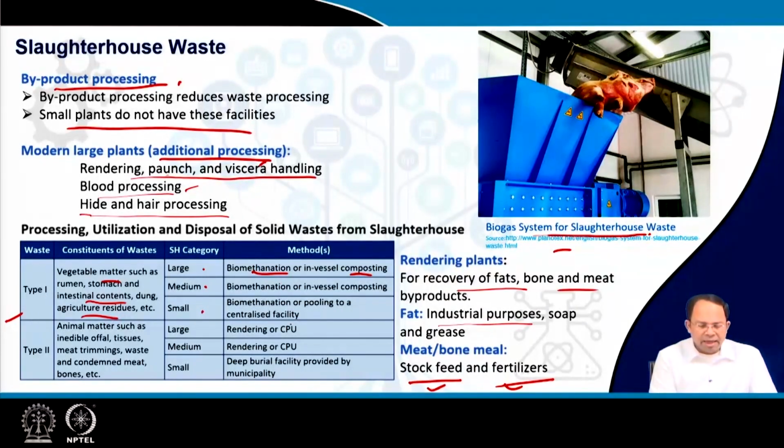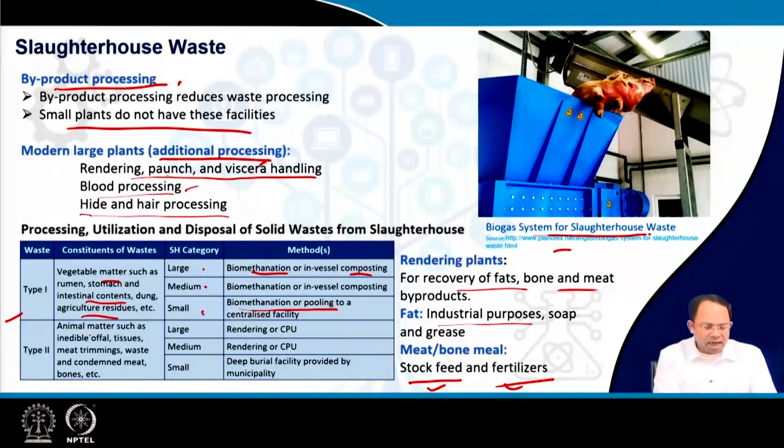The same applies here, and if it's a small plant, then we can do one common biomethanation or centralized facility where all this could be collected from different plants, and then we can process this kind of waste.